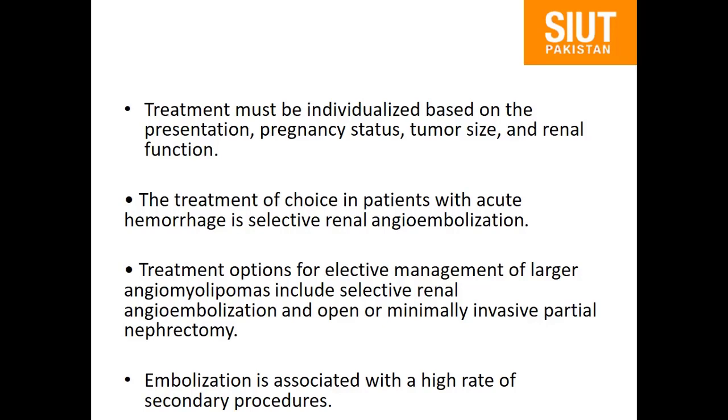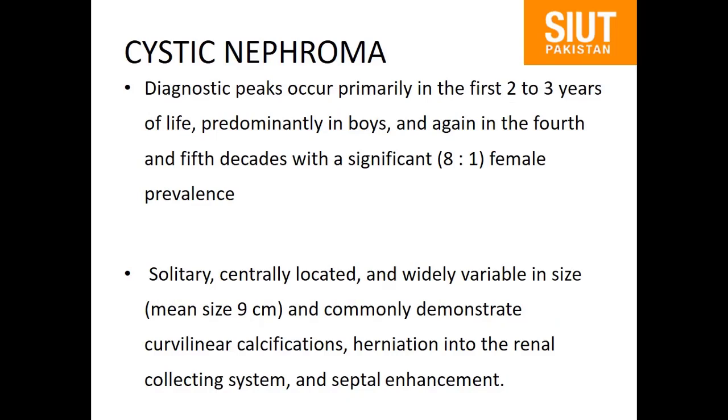There are cases in which pregnant females are involved. We can't leave them just for observation. We have to manage them because there is a high risk of rupture. As well, the tumor size is important and the renal function status is important. The treatment of choice in a patient with acute hemorrhage is selective renal angioembolization, but this is linked with a high rate of secondary procedures. So then we can go for elective management of larger angiomyolipomas, which includes open or minimally invasive partial nephrectomies.